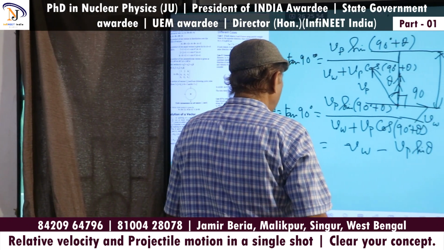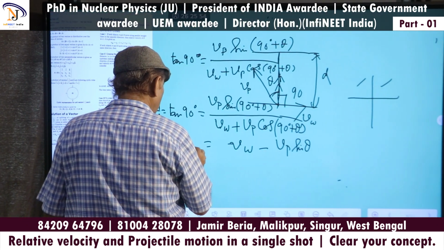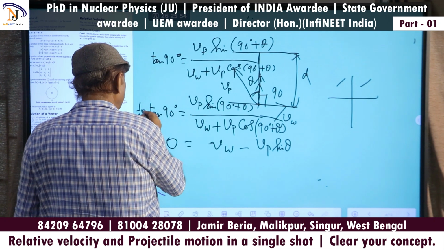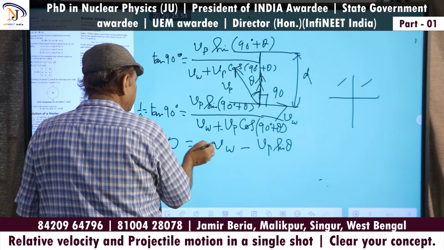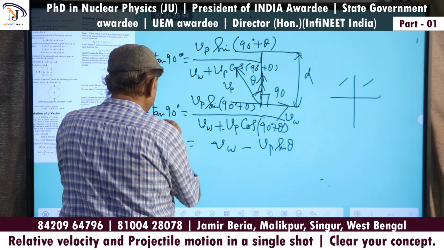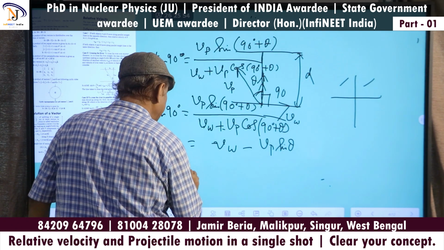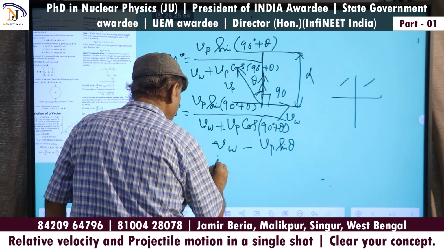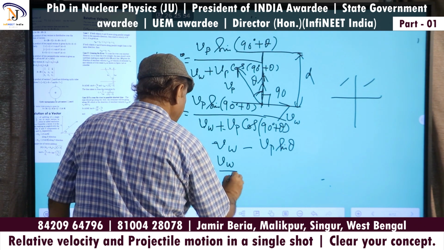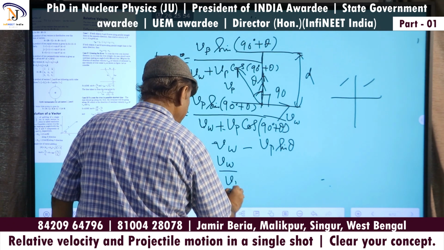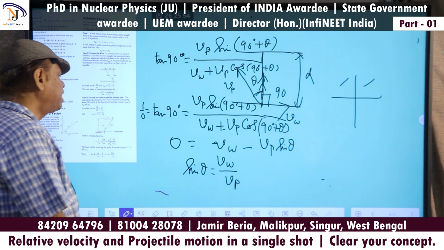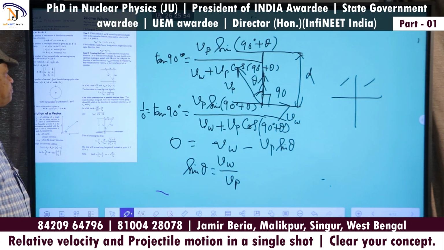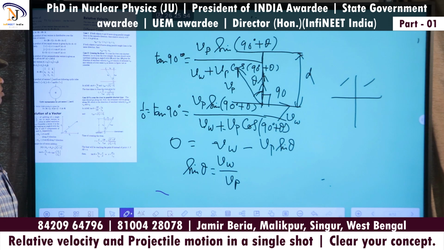Then what can you write? This will be 0, because the denominator is equal to 0. If you do cross multiplication, this is equal to this, and this is equal to 0. So what will be the result? Sine of theta will be Vw by Vp. Okay. Am I clear or not?